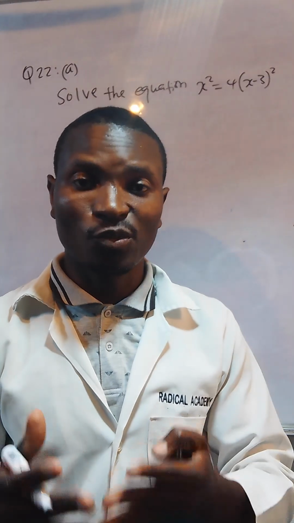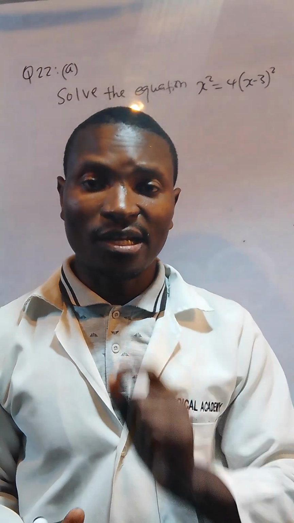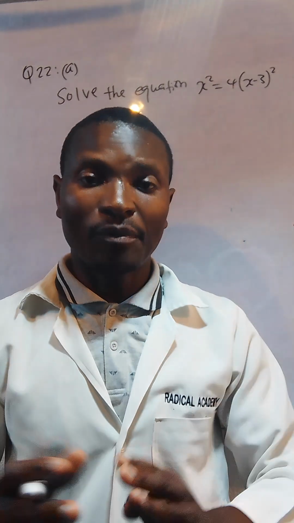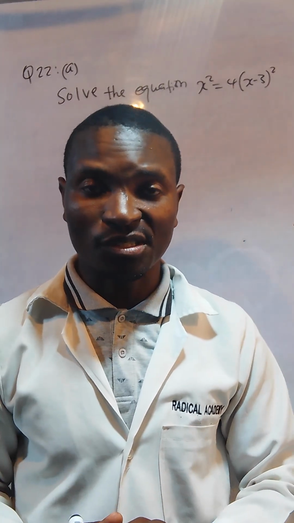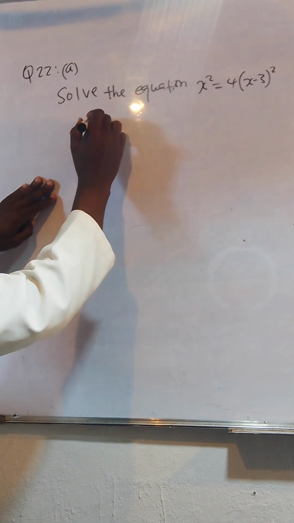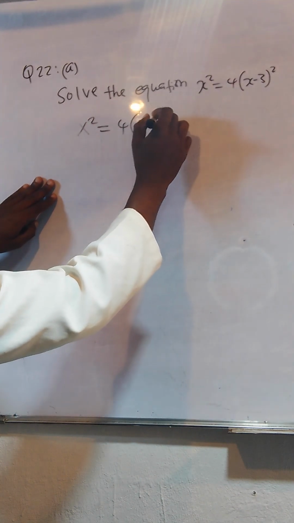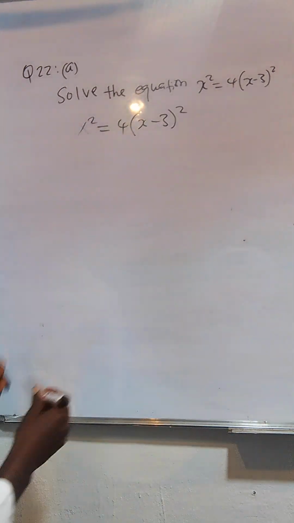So this is a 2023 Mathematics Paper 1 in G12. So let us see how you can go about solving this question. Okay, so what you have is 4x squared equals 4(x minus 3) squared.